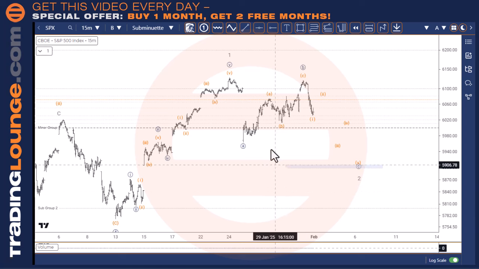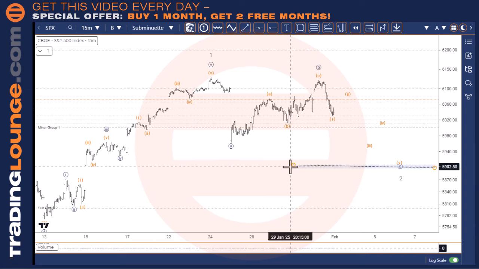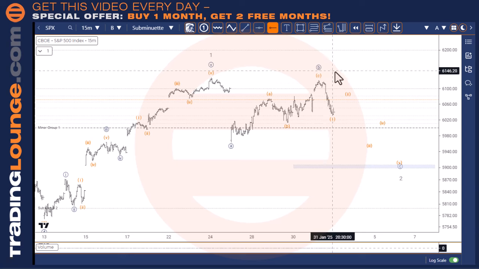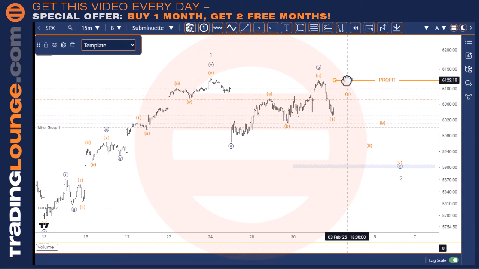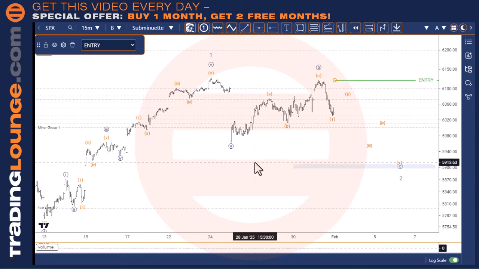So that's about it. Can this be wave 1 to the upside? Well, it's possible to count it to the upside as being positive, but once this low here is breached, or if it's breached, then it'll be over at that point. So the logical thing would be to look to be long above this high here. That would be the first thing.